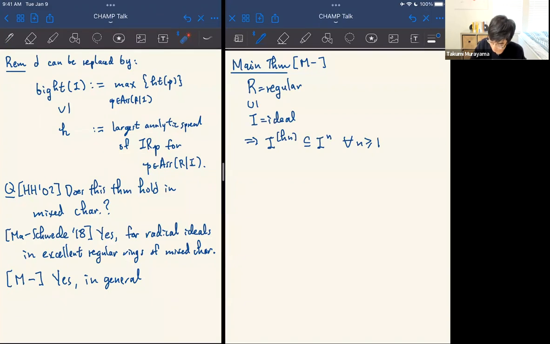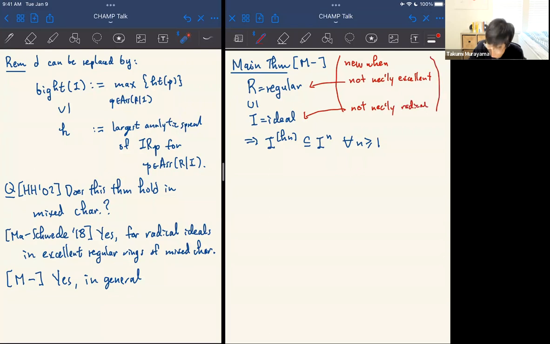Okay, and let me tell you what exactly is new. It's new when R here is not necessarily excellent, and when I is not necessarily radical. I'll tell you why these assumptions exist in Schwede later, but for now, that's what I'll say. Okay. Are there any questions about my main theorem?